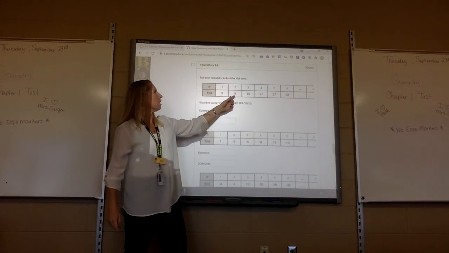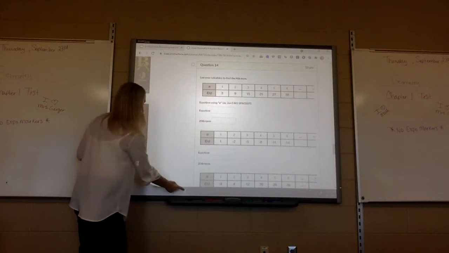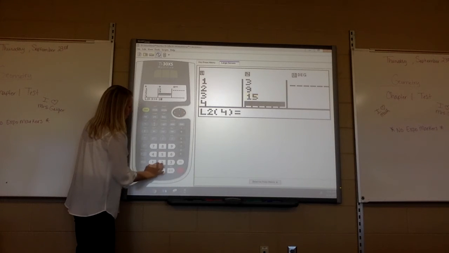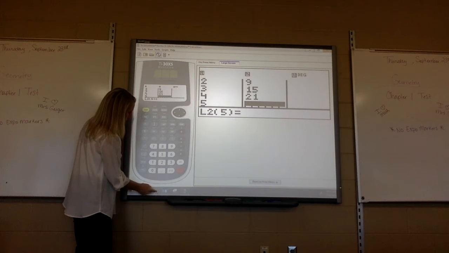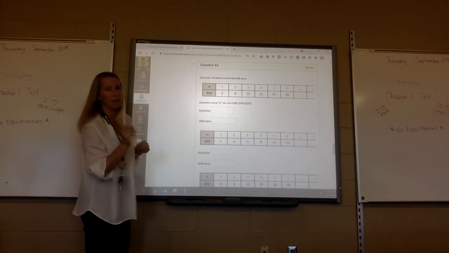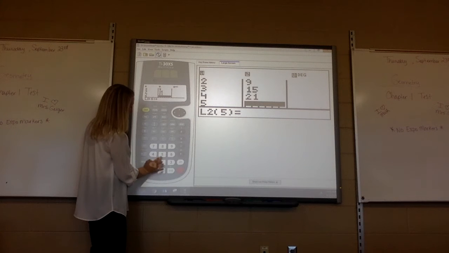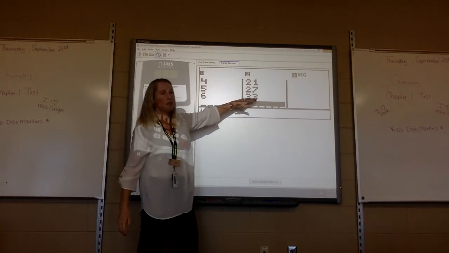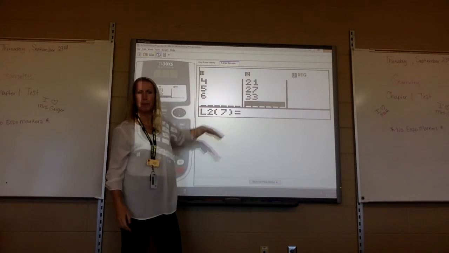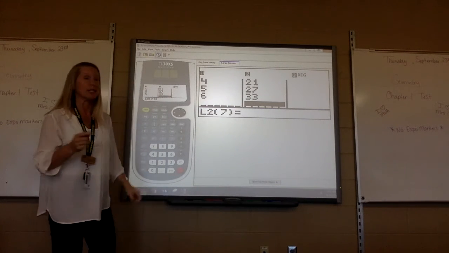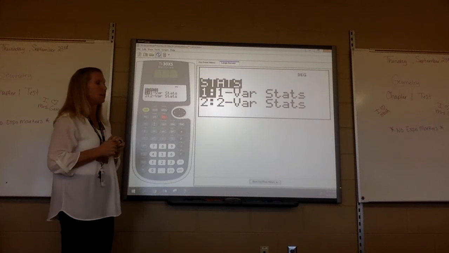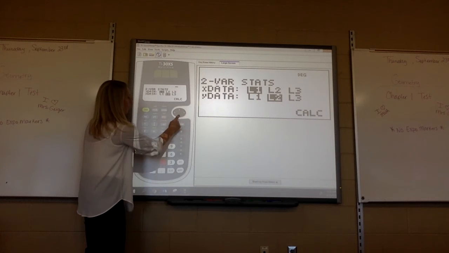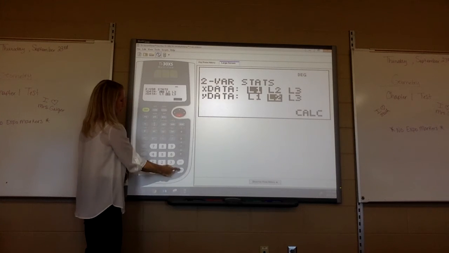So 3, 9, 15, 21, 27, and 33. Remember, make sure the 6 and the 33, the last numbers, line up. Then you hit second data, hit 2, because we have 2 variables, and go down to calc.